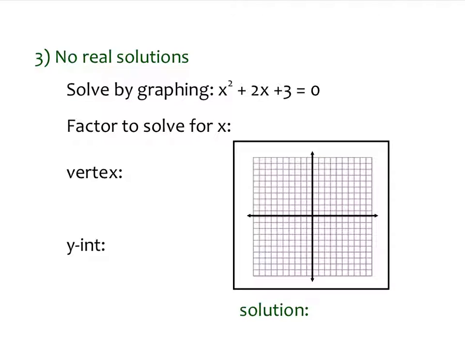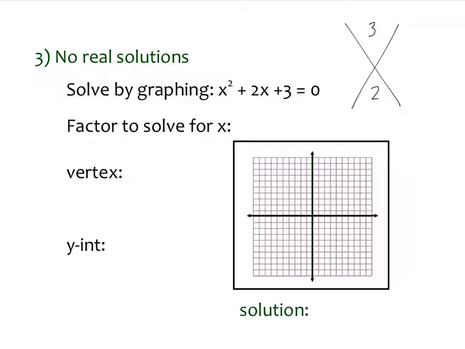Okay, now let's take a look at when we may have no real solutions to a quadratic equation and see what that graph would look like. So I'm going to look at my equation and I see x squared plus 2x plus 3 equals 0. So let's try factoring to solve. And again, I'm going to use the diamond method because I have a 1 in front of x squared here.